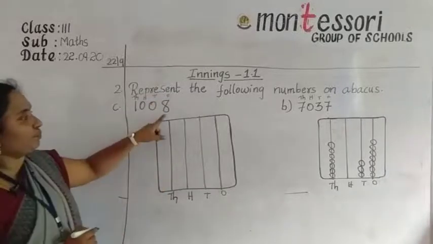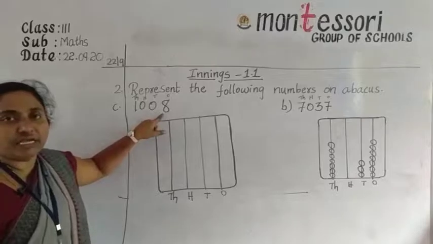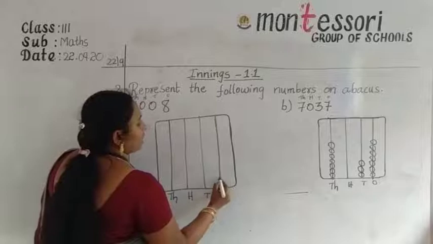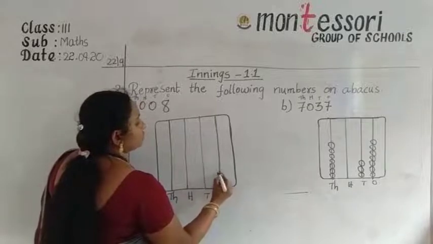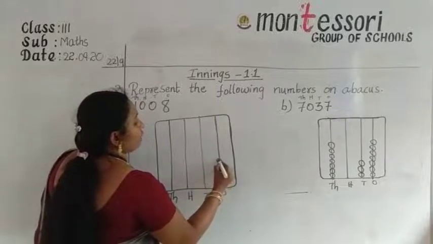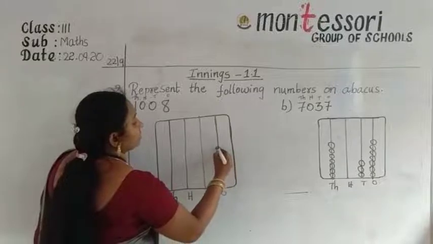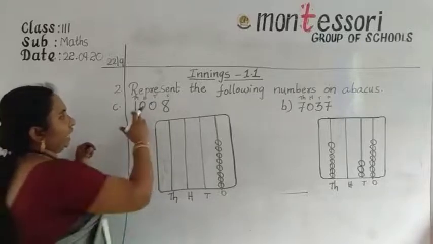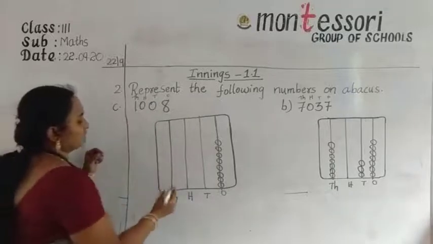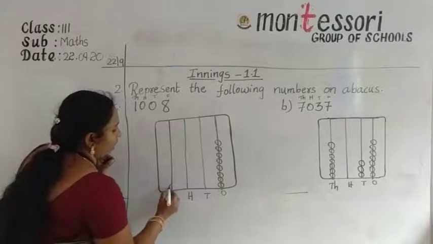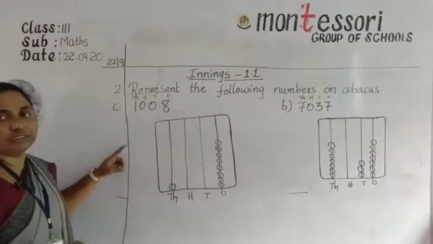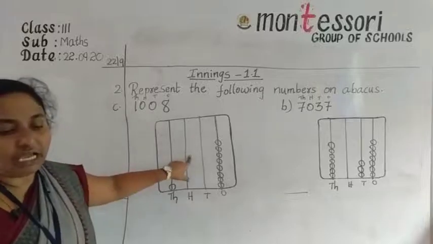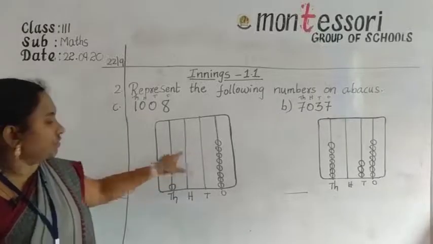So now in ones place, what is the number here? 8. Okay. So now I am drawing here 8 beads. 1, 2, 3, 4, 5, 6, 7, 8. And in tens place, 0. In hundreds place, 0. In 1000 place, 1. So now this is the abacus. Okay. Whatever number is given, we can draw the abacus like this. Okay. Understood all of you?